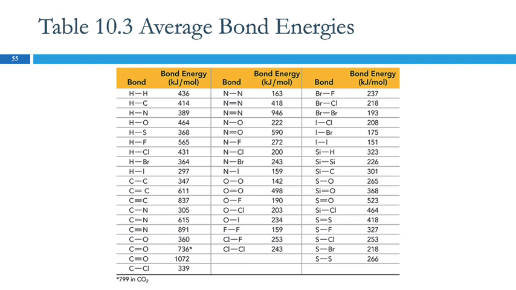And another thing I want to point out to you is a carbon-oxygen double bond. So it's 736 kilojoules per mole, but this asterisk tells us if we're looking at CO2, then it's 799. Okay, so we've got to watch out for that one.